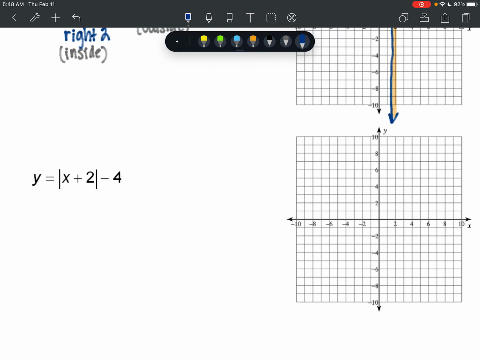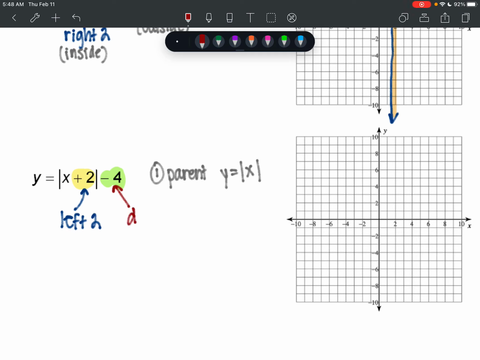y equals the absolute value of x plus 2 minus 4. This parent function is y equals the absolute value of x. It's an absolute value function. Inside the absolute value, we have plus 2, and on the outside, we have minus 4. Well, this plus 2 means go left 2, and this minus 4 on the outside means that we're going to translate the function down 4 units.